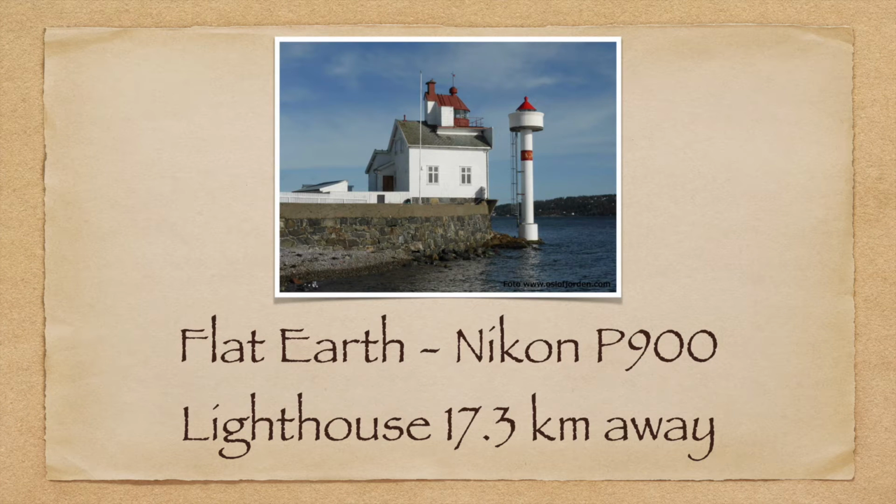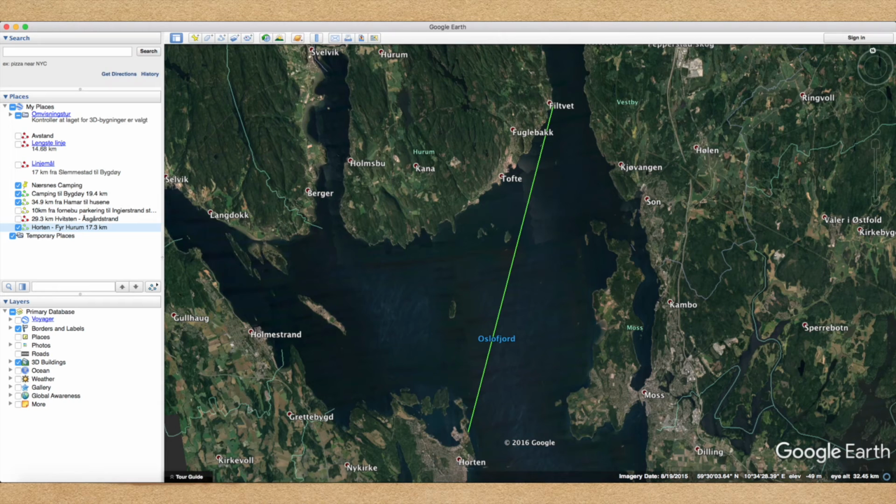Yesterday I was out with my camera, my Nikon P900, and I took some pictures of a lighthouse 17.3 kilometers away across the fjord. So I'm standing here outside the city of Horten in a recreational area, and I'm looking northeast towards a lighthouse here in Filtvet across the Oslo fjord. The distance is 17.3 kilometers.